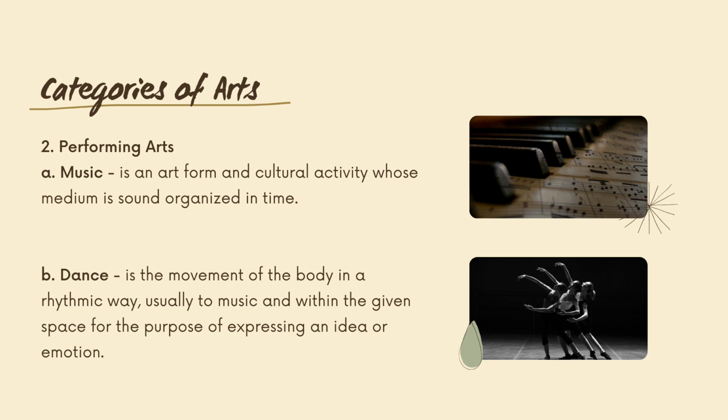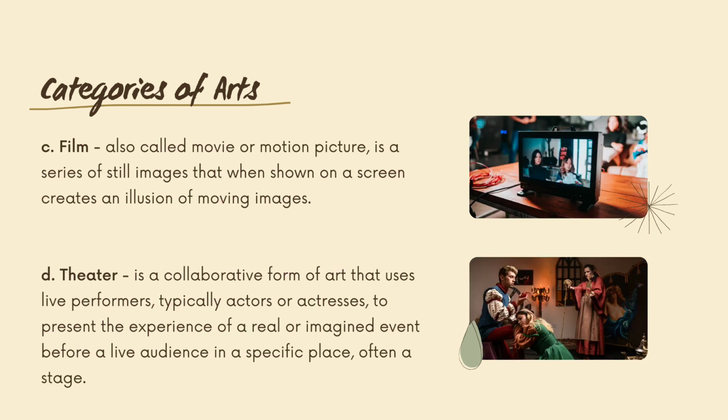Third, film, also called movie or motion picture, is a series of still images that, when shown on a screen, creates an illusion of moving images. The movie itself is a film, and you can also use the word to mean the photographic strip through a camera that captures the film's image.